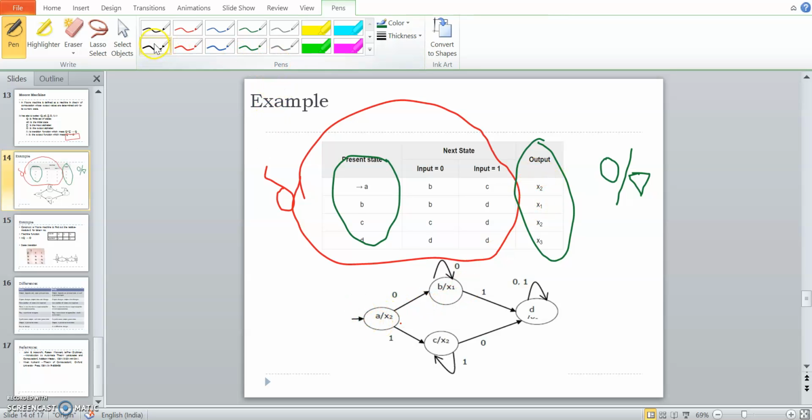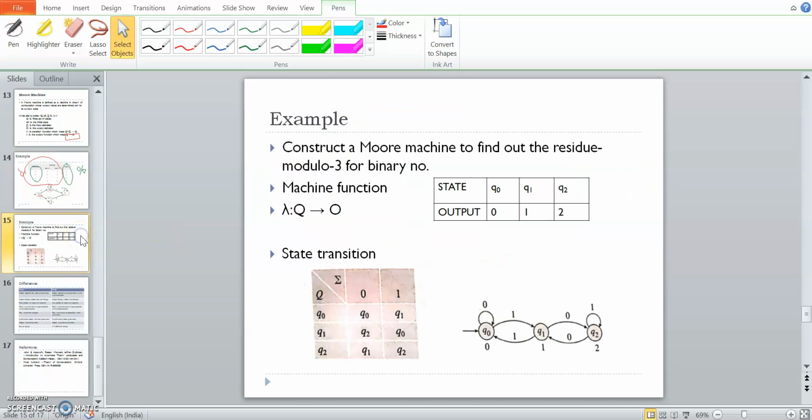And here at state A, the output associated is x2, that's why it is written here. How do I come to know? From this matrix: x2 is associated with A, x1 is associated with B. This is represented from the graph, right? If I know the matrix, I can generate the graph. If I know the graph, I can generate the matrix. Now, how to design our own Moore machine? Let's see one example.